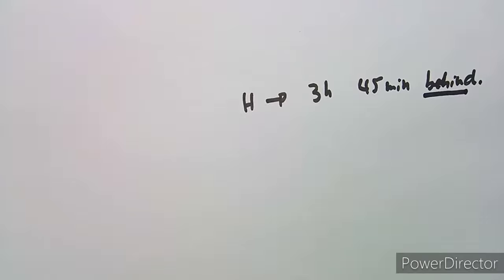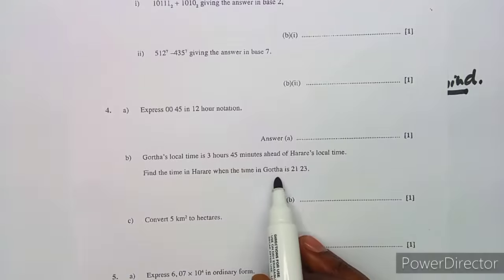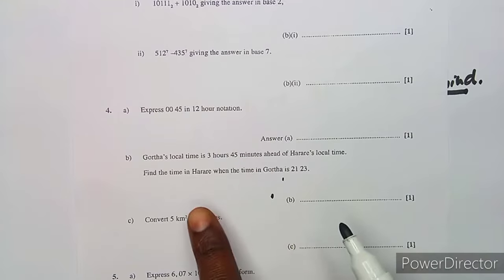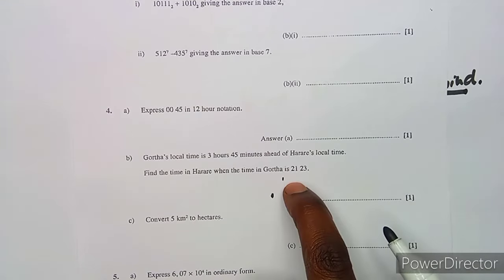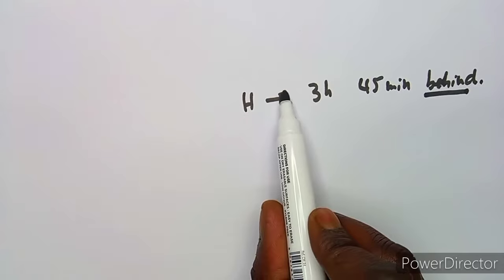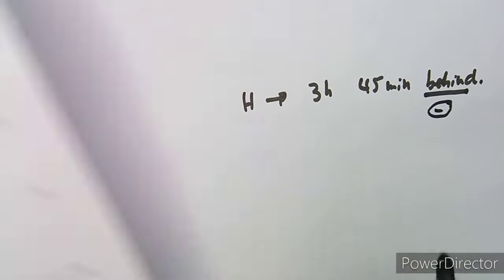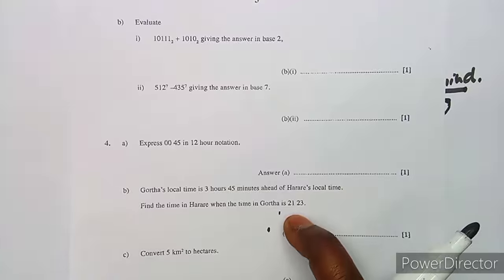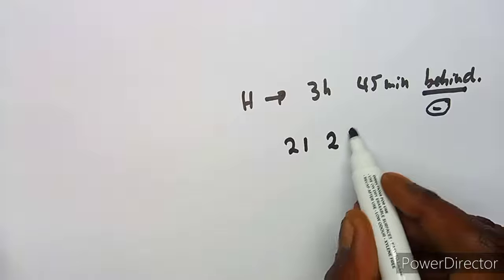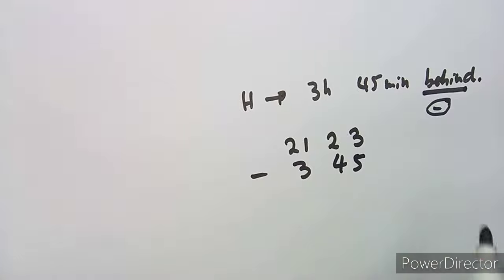Why are we referring in terms of Harare? Because we are asked to find the time in Harare, while we are given the time in Gotha. So we have to express Harare in terms of this time, to say it is behind. Behind means we have to subtract from this local time, which is 23. So this is 23 hours minus 3 hours 45 minutes.